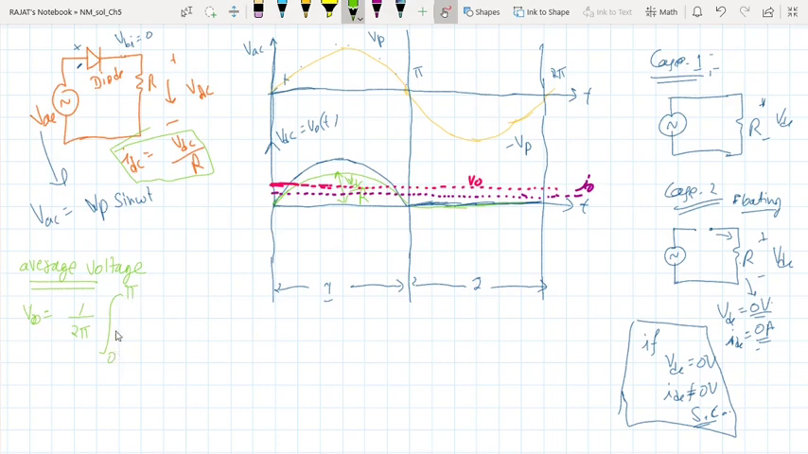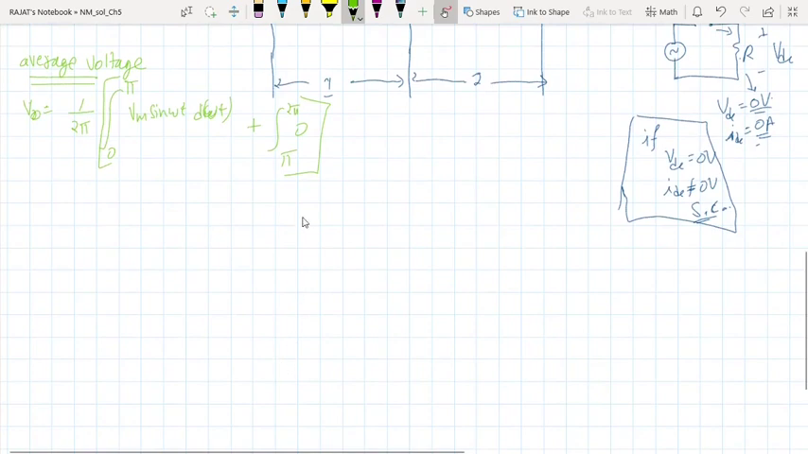Because from 0 to pi it is showing some voltage waveform, and this voltage waveform in terms of time is Vm sine omega t, so Vm sine omega t into d omega t, and from pi to 2 pi it is 0. So this is 0 and Vm sine omega t. So what will happen? Vm upon pi.